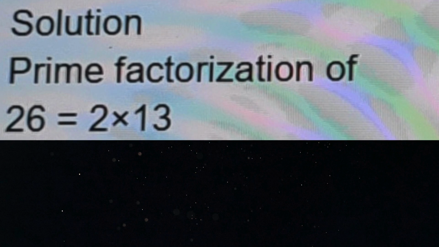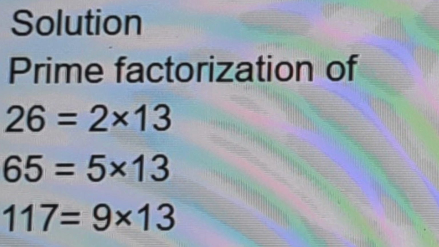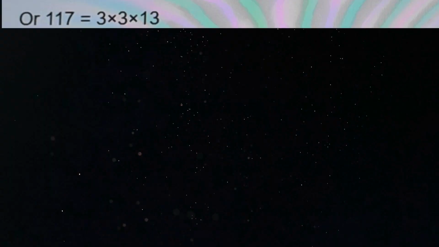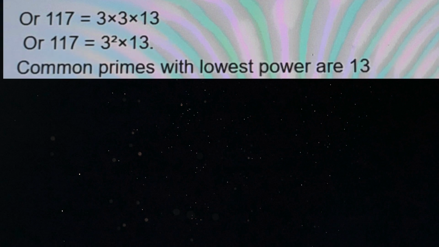Prime factorization of 26 is equal to 2 times 13. 65 is equal to 5 times 13. 117 equals 9 times 13, or 117 is equal to 3 times 3 times 13, or 117 equals 3 superscript 2 times 13. Common primes with lowest power are 13.